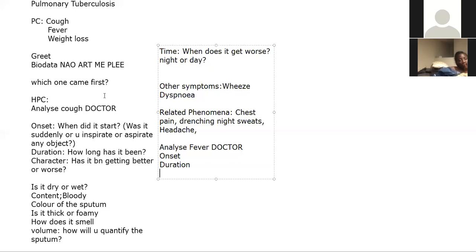So let's just continue with this one. This is the onset, and the duration, you want to know the duration. You know how to ask for duration. After the duration, you want to ask for the character of the fever. Is it a low grade fever or a high grade fever? You know there is a difference between both of them. Apart from that, you also want to know the character, like, is it an intermittent fever or a continuous fever? Do you understand?